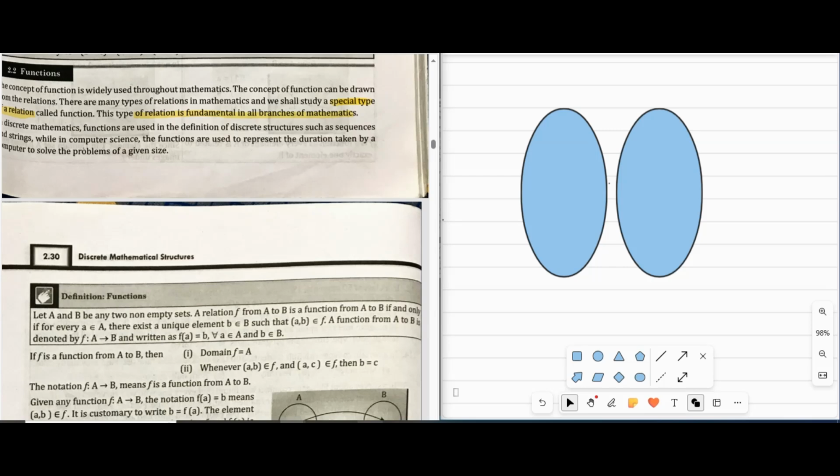We can see the use of the function in discrete mathematics is to define the discrete mathematical structures such as sequences and strings, while in computer science the functions are used to represent the duration taken by the computer to solve a program of a given size.